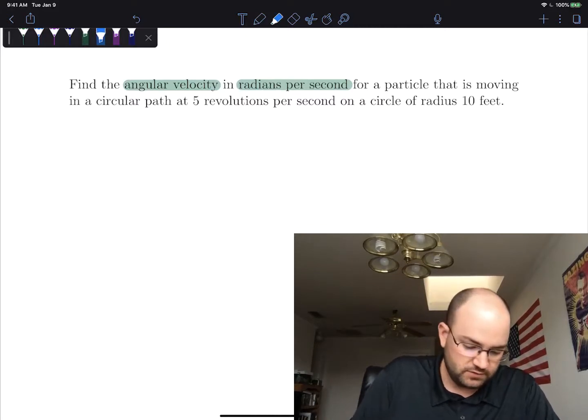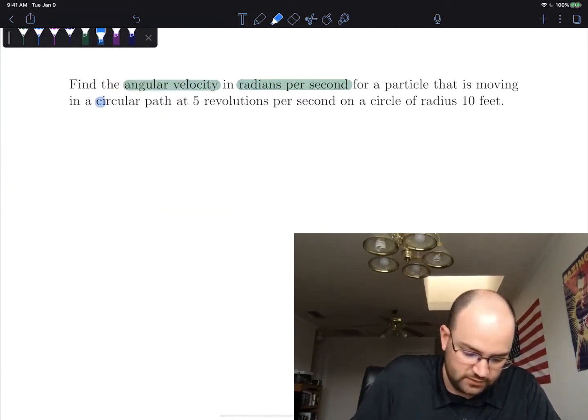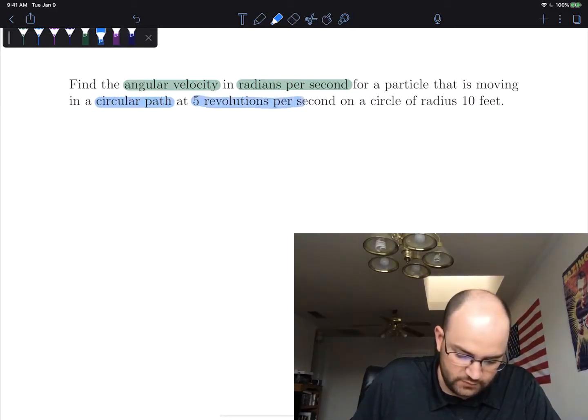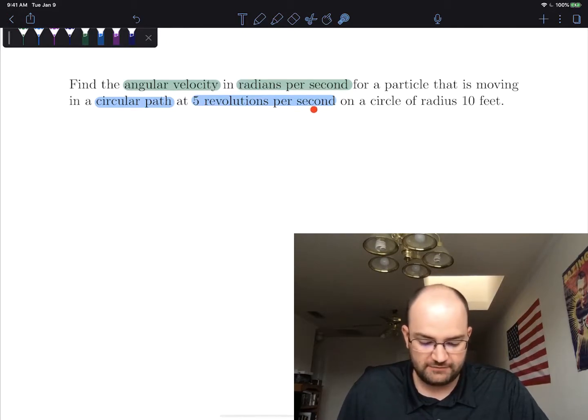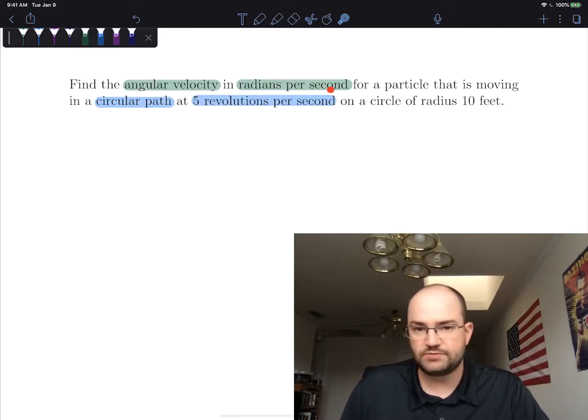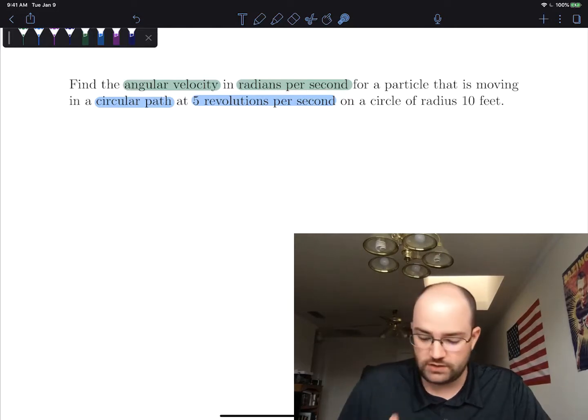Now, let's look at what's happening here. We have a particle moving in a circular path at 5 revolutions per second. So, this is a question that's basically asking us to take this 5 revolutions per second and convert it into some number of radians per second. It's a unit conversion question.